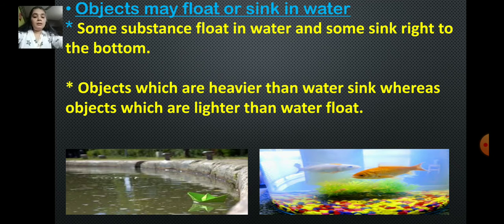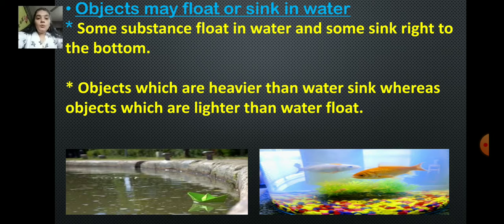Now let's learn about objects that float or sink in water. So what is called floating? When you drop something in water, it does not drown in the water. It just floats in the water. That is called floating. And if it drowns, it is called sink. So some substances float in water and some sink right at the bottom. So objects which are heavier than water sink, whereas objects which are lighter than water float.